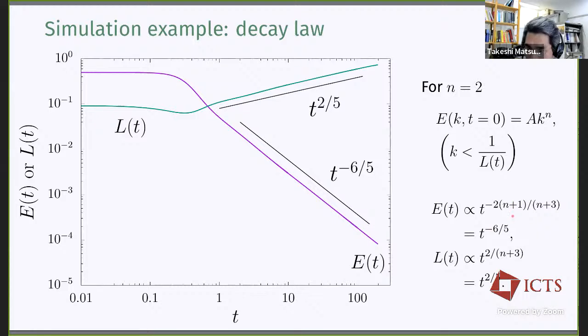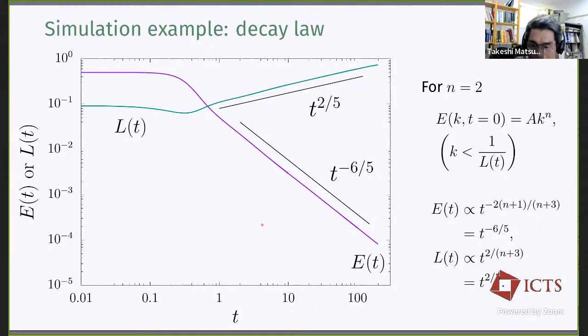So this is the Kolmogorov-Corrsin argument. In this case, we put the k to the 2 initial energy spectrum. So we just put 2 here. Then we get t to the minus 5/6 for the energy, and for the integral length scale, we have time to the 2/5. So they are consistent with the numerical data.